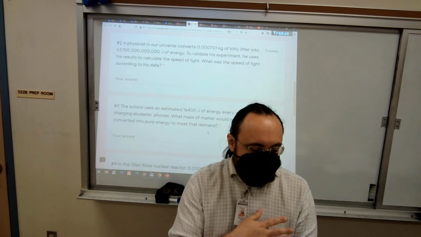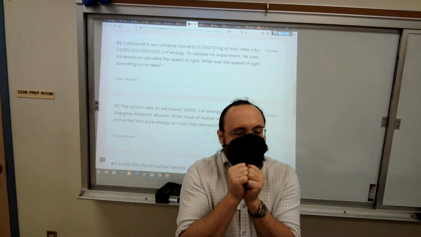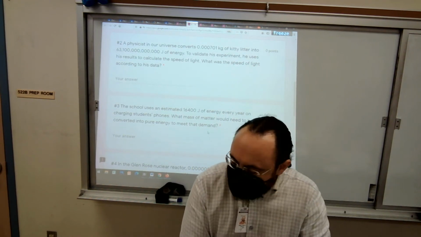And of course, like I said on that other thing, the only thing that we use for power plants right now is fission, when something splits in half. Really?